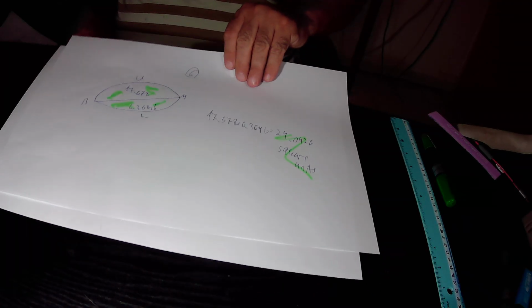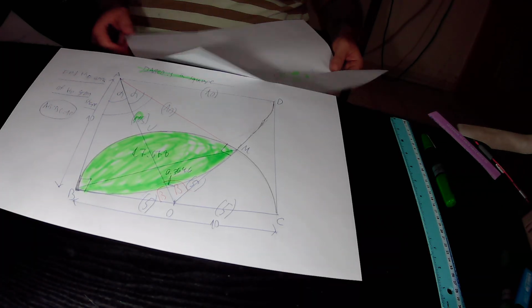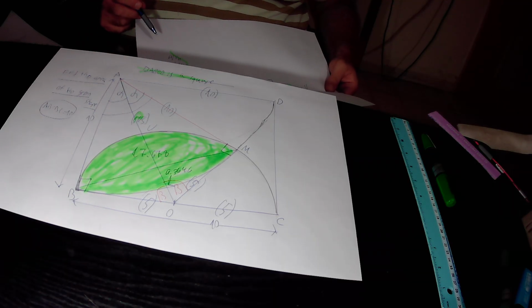So in total we found out that the area that you are looking for in this question, that is the area of this green shape, is equal to 24.0426 square units in its size.